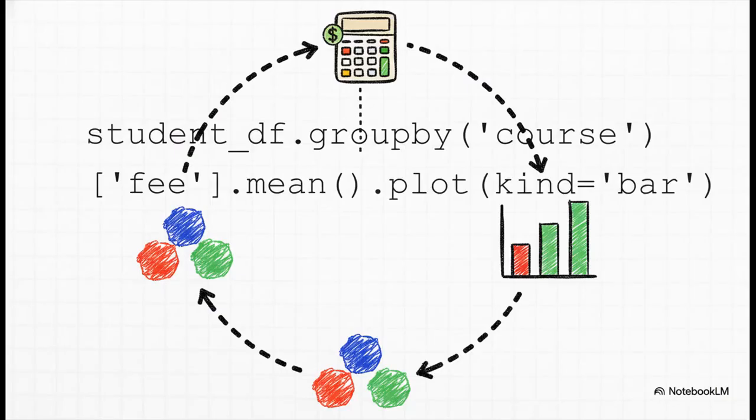Just take a look at this line of code. I know it might look a little intimidating at first, but it's an absolutely incredible example of how much power is packed into Pandas. In this one single line, we're telling it to group all the students by their course, calculate the average fee for each course, and then immediately turn that into a bar chart. All of that in one go.